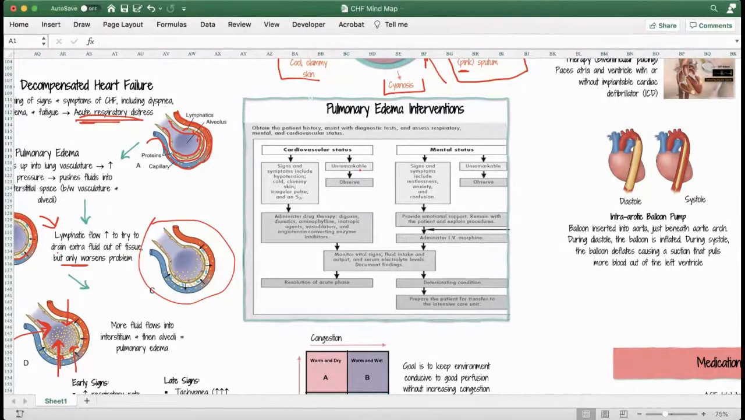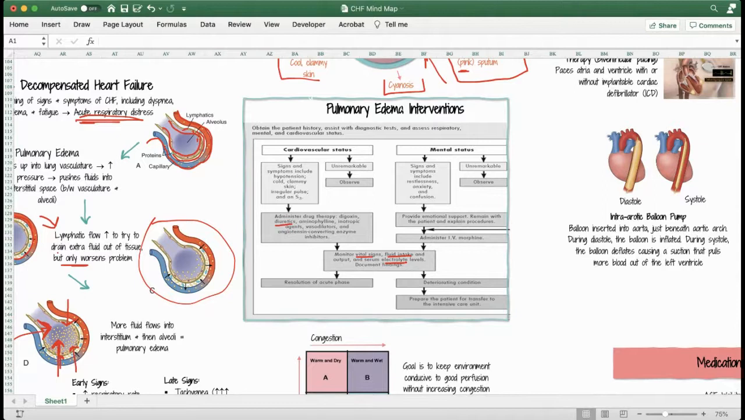So what are we going to do? What are the interventions? What I would remember for a test: diuretics, which we'll talk about in a second, monitoring your vital signs, fluid intake, your ins and outs have to be monitored. Electrolytes have to be monitored. Anytime we're talking about fluid problems, we're always going to monitor electrolytes because they're so closely related.